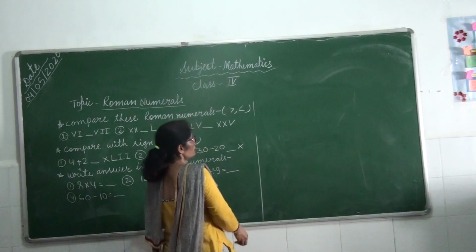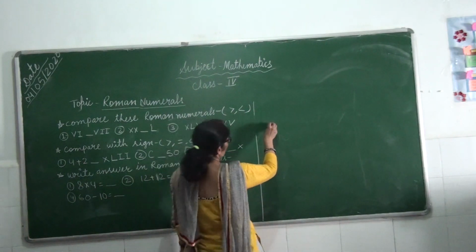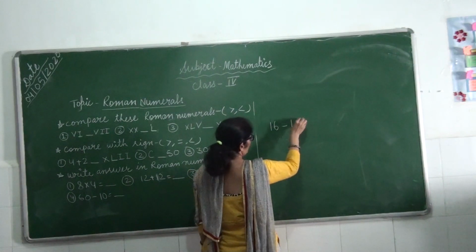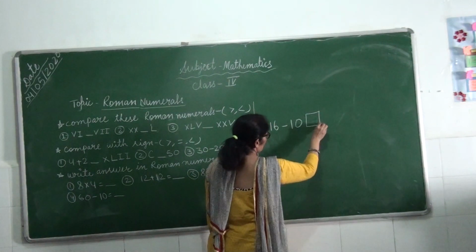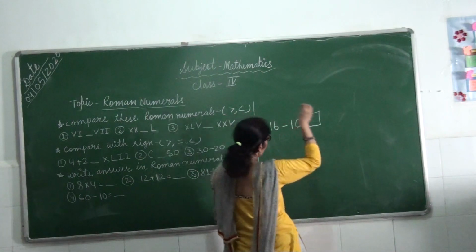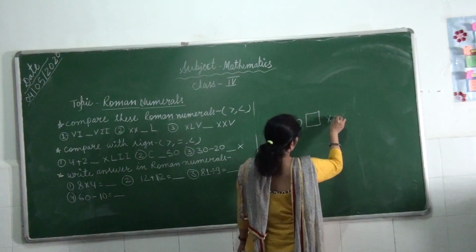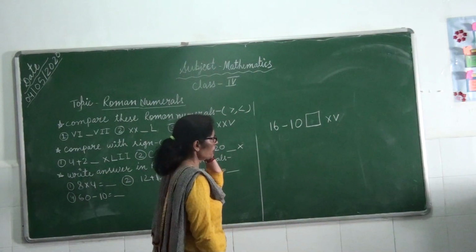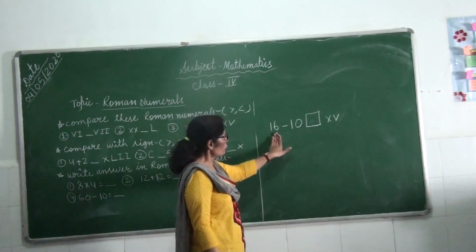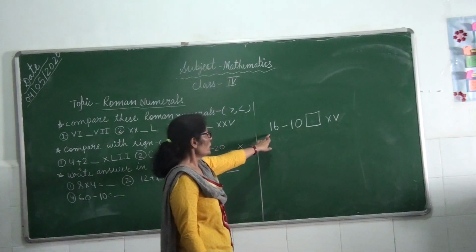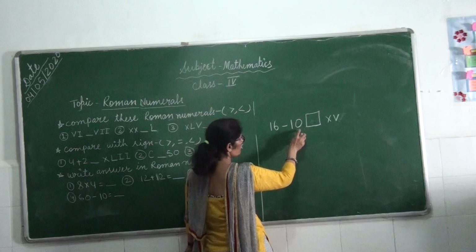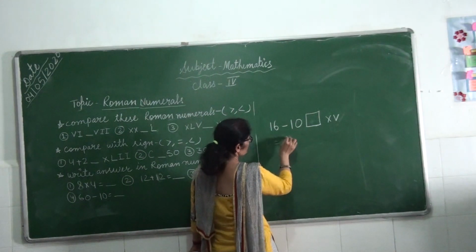And another sum you can see here. 16 minus 10. We have to fill the sign here. And this one, you can see here. First we have to solve this. सबसे पहले हमको इस sum को solve करना है. तो 16 में से हमें 10 को separate करना है. Then what we will get here is 6.